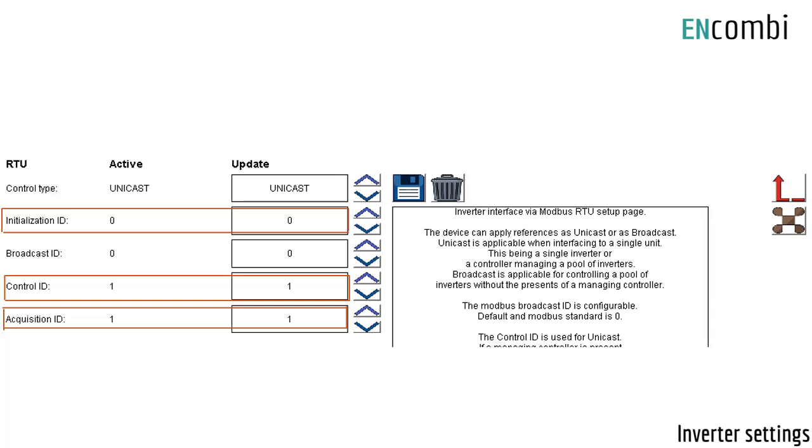First, the RTU initialization ID is used for all TCP frames related to protocol initialization routines such as the SunSpec map identification. Secondly, the RTU control ID is used for the TCP frames related to control references. Thirdly, the RTU acquisition IDs are used for the TCP frames related to data acquisition.